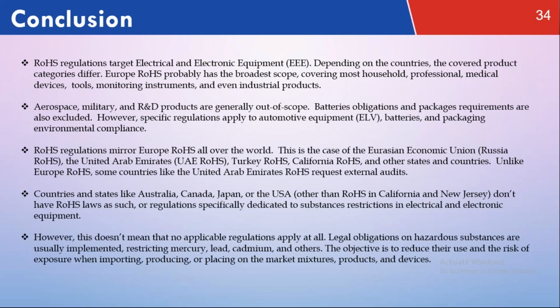RoHS regulation mirrors not only in Europe but all over the world. We have the Eurasian Economic Union, which is the Russian RoHS, the United Arab Emirates RoHS, Turkey RoHS, California RoHS, China RoHS, and Taiwan RoHS. Similarly, we have various RoHS in different countries, which might not include all the substances under European RoHS, but most of the substances are similar, depending upon the country's restricted substances. Countries like Australia, Canada, Japan, and the USA, other than California and New Jersey, do not have a specific RoHS law or regulation for the declaration of these substances in electrical products.